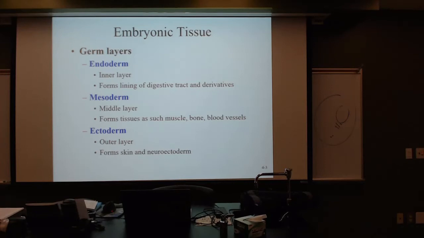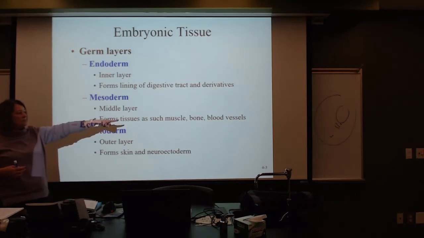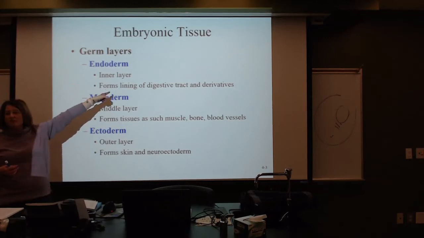Okay? Skin. Then you think about that being ecto, out, okay? Everything else has got to work to the inside, okay? Middle layer, we're going to get stuff like muscle, bone, blood. Inner layer, stuff like digestive tract linings, derivatives, organs, okay?